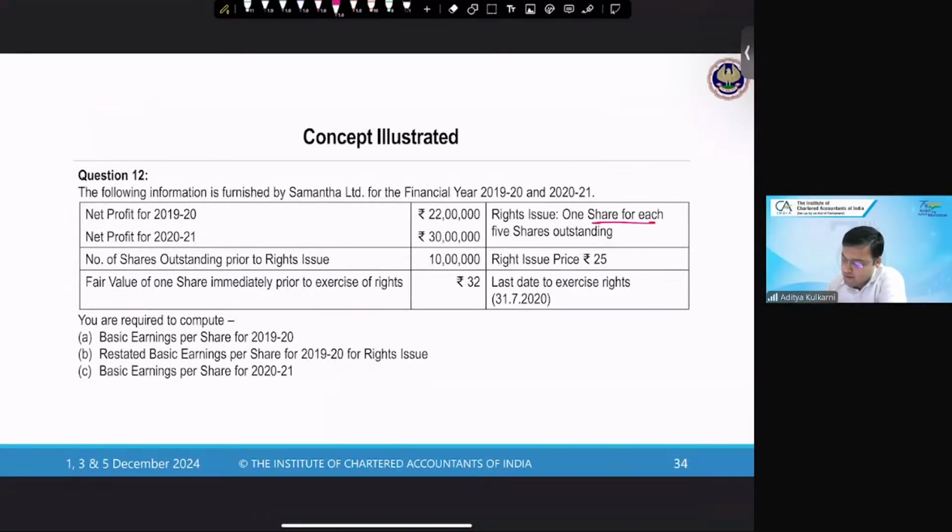Yeah, 1 share for each 5 shares outstanding. Number of shares outstanding prior to rights issue is 10 lakhs. Rights issue price is rupees 25. Fair value of 1 share immediately prior to exercise of rights is rupees 32. Last date to exercise the rights is 31st July 2020. You are required to compute basic earnings per share for 1920, restated basic EPS for 1920 for rights issue, basic EPS for 2021. Okay.